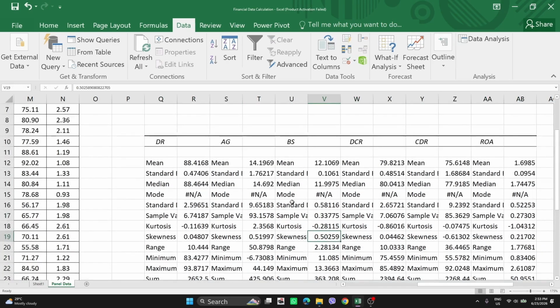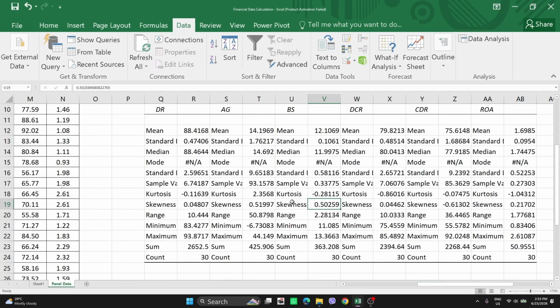This table presents the mean, standard deviation, median, mode, standard error, sample variance, kurtosis, skewness, range, minimum, maximum, sum, and count of all the financial variables. In this way, we can calculate very easily the output for the financial variables from the figures of financial data presented in financial statements.